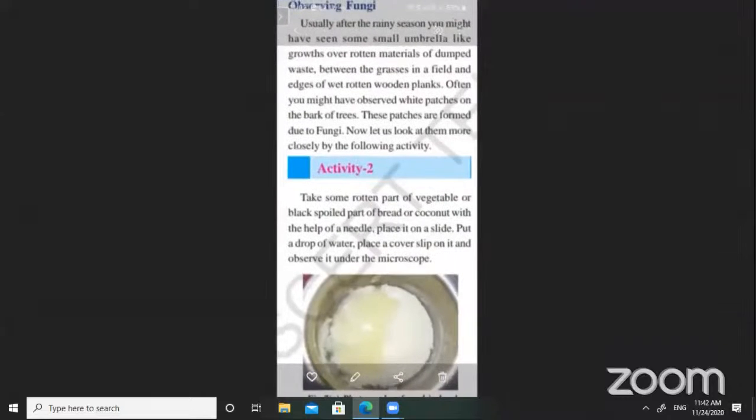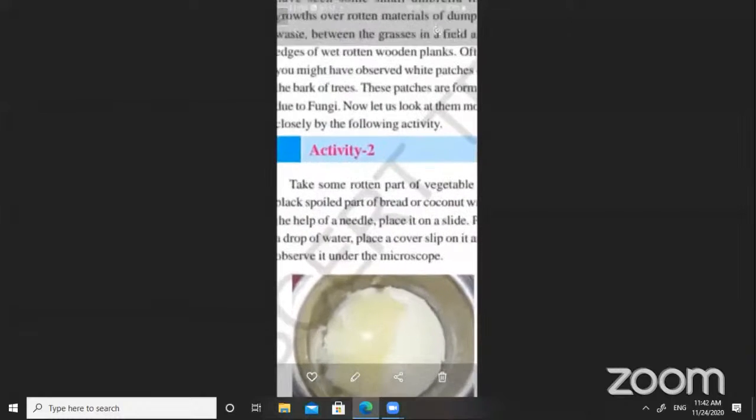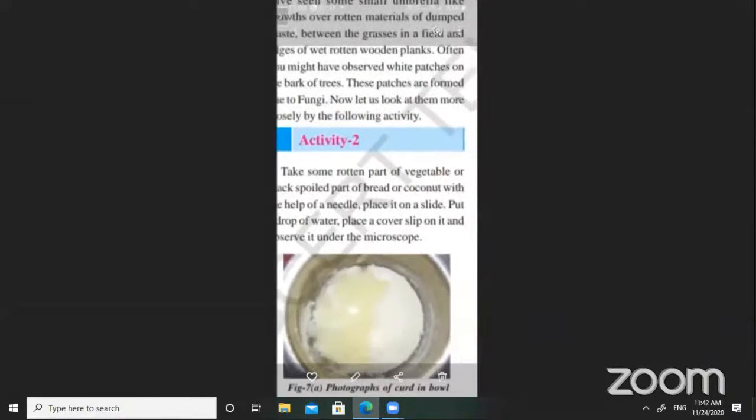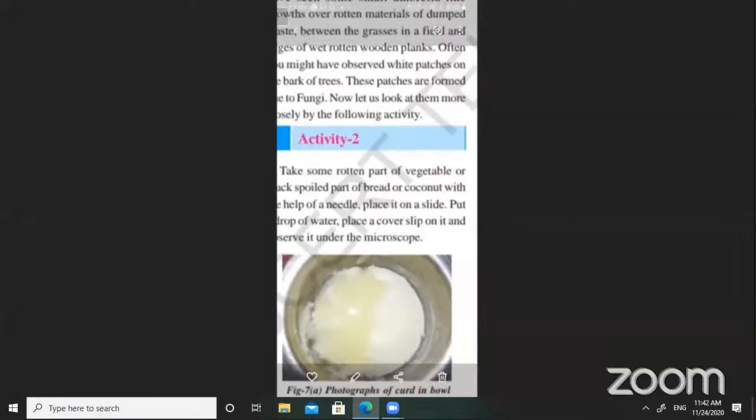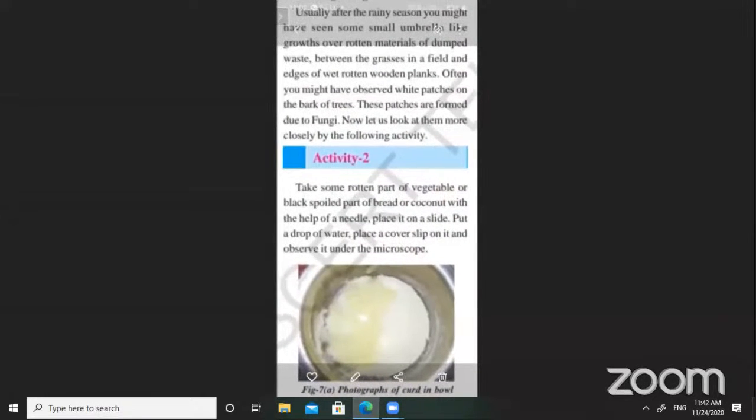Now let us look at them more closely with the following activity. Here we have a great, very easy activity that you can also do at home. Activity 2: photograph of a curd in a bowl. A very simple and interesting activity to observe those microorganisms.